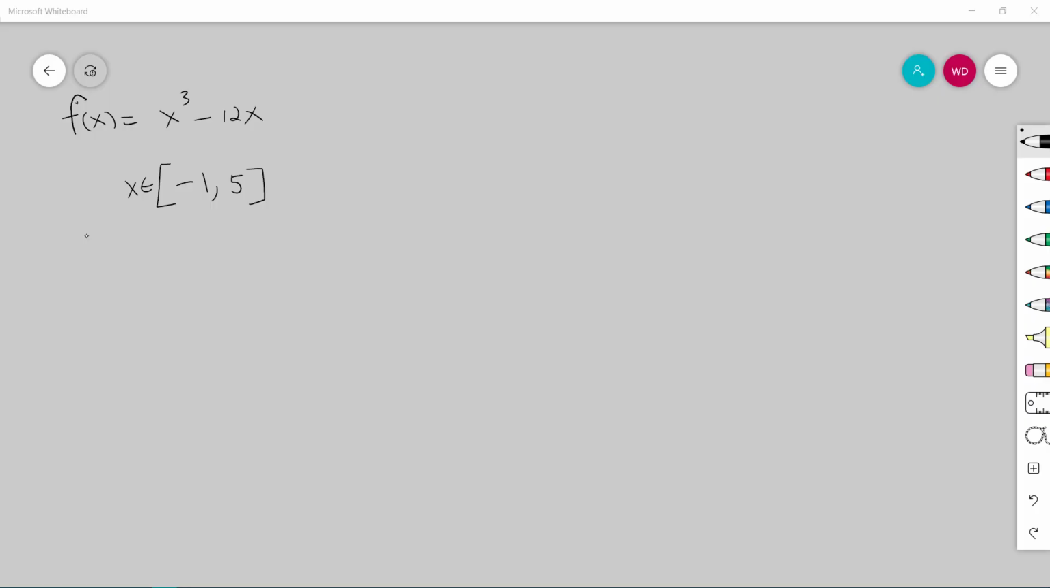So let's go about finding the maximum and minimum of the function f of x equals x cubed minus 12x, where x is restricted to the closed interval from -1 to 5. Now we know that this is a continuous function, and we know it's defined on a closed interval, so we know then that there is a max and a min. The process then to find that max is to first find our critical numbers. So the derivative would be 3x squared minus 12. I'll then need to solve that the derivative is 0 for x.